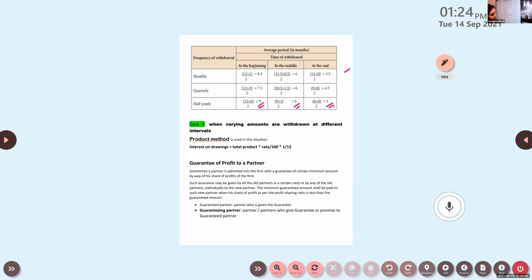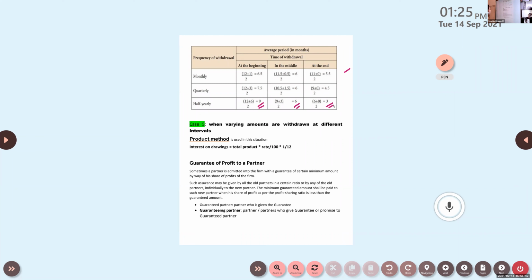So this was the case when a fixed amount was withdrawn in a regular pattern, either monthly or quarterly or half yearly. Now we have one more case, when varying, different amounts are withdrawn at different periods. Period is different, amount is different. How do we find out interest on drawings? In that case, we go for the product method.